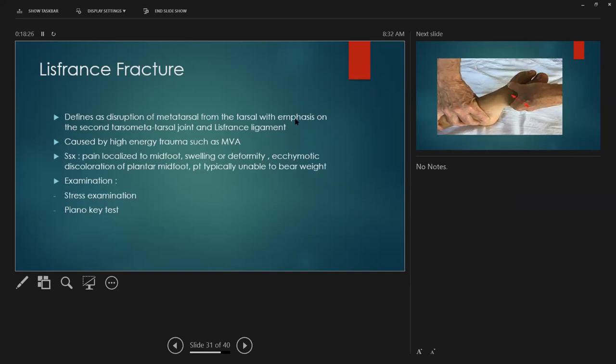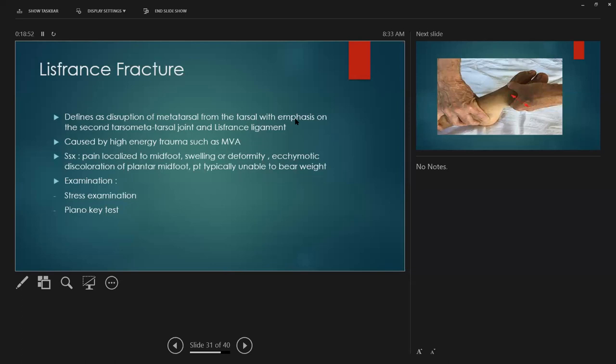There are actually two examinations we can perform to test for this kind of fracture. First is a stress examination. For the stress examination, you compress the patient's forefoot. It will stress the space between your first and second metatarsal, causing pain. If you feel any palpable click and the patient feels pain, there is a mismatch injury.